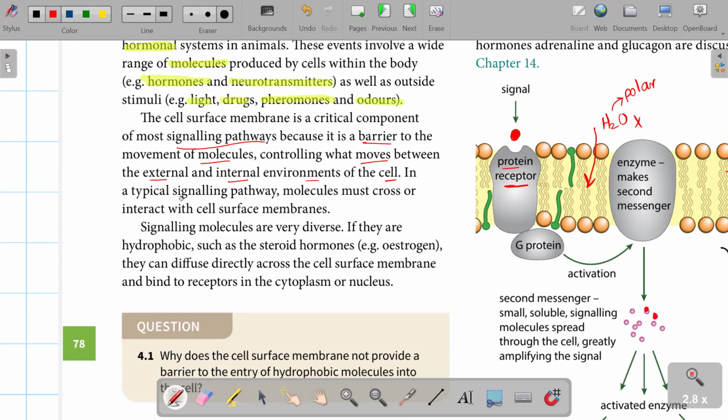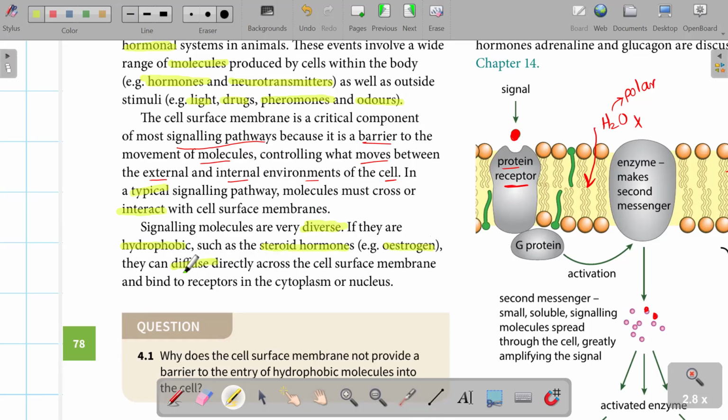Okay, now in a typical signaling pathway, a molecule must cross or interact with the cell surface. In a normal pathway, the molecule should cross the cell surface membrane. So how will this happen? Signaling molecules are very diverse. This is very important. That is why they face a barrier, because they are not simple molecules which can easily diffuse. If they are hydrophobic, such as steroid hormones like estrogen, they can diffuse directly.